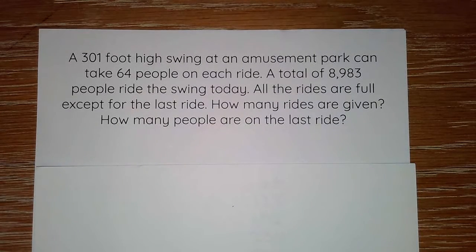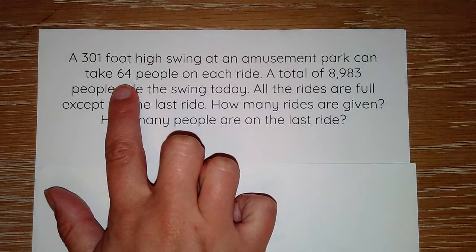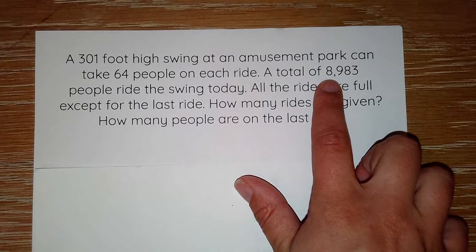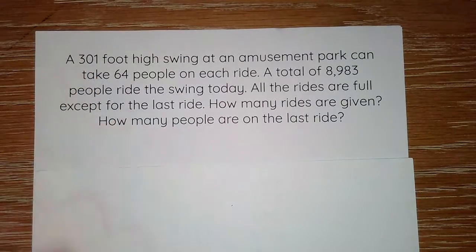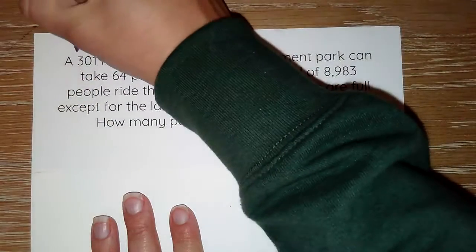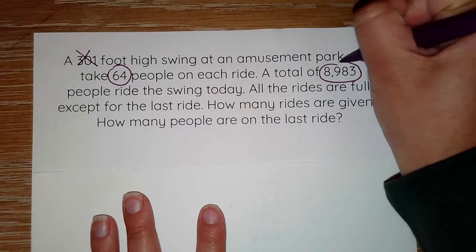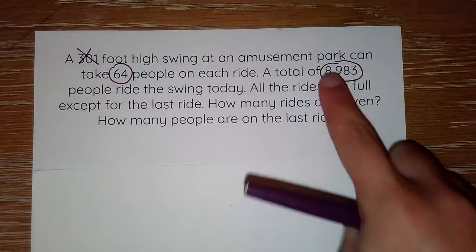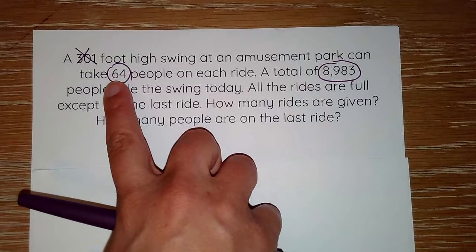We are thinking about this amusement park, and we see that this swing can hold 64 people each. Okay, and we know that 8,983 rode today. Here we have a 301-foot high swing. That doesn't do anything for us, so I'm actually going to cross it out right now. I need to know about the 64 people per ride and the 8,983 people in total for today. Now we're splitting up that 8,983 people into groups of 64.